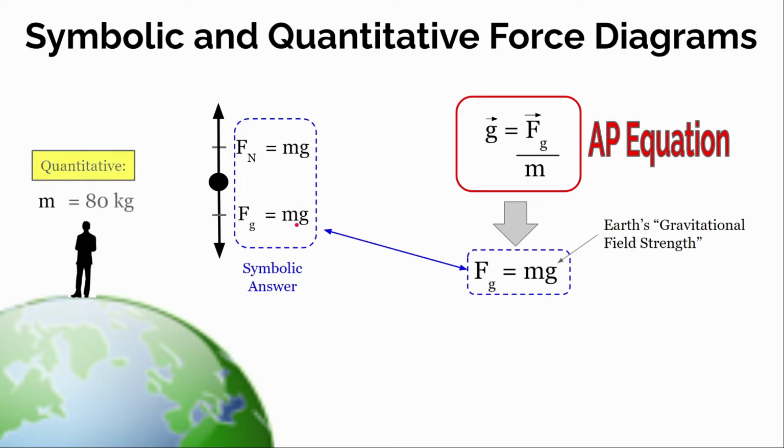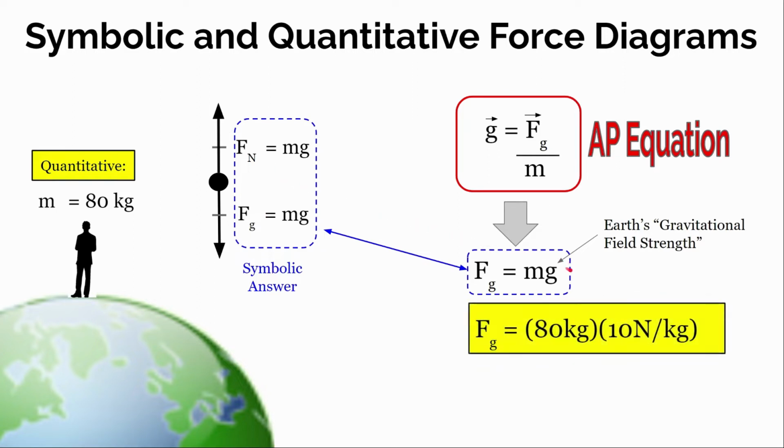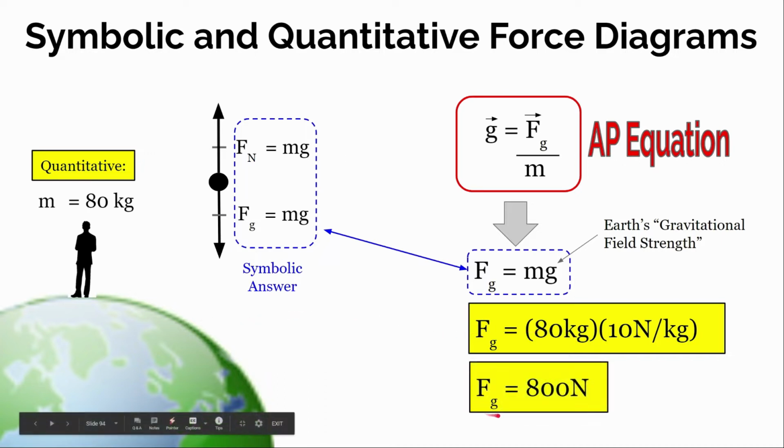Now, if we wanted to find out quantitatively how big those forces are in newtons, then we could use our symbolic solution. So let's say the person has a mass of 80 kilograms. How big is the gravitational force and how big is the normal force? Well, let's just use our gravitational force equation. The gravitational force, or the weight of the person, is equal to their mass, 80 kilograms, times the gravitational field strength of the Earth, which is the amount of force that the Earth exerts on every kilogram of mass, as long as that mass is close to the Earth's surface. And we found out in our lab that it was about 10 newtons of force for every kilogram of mass. So the gravitational force is 800 newtons in size.